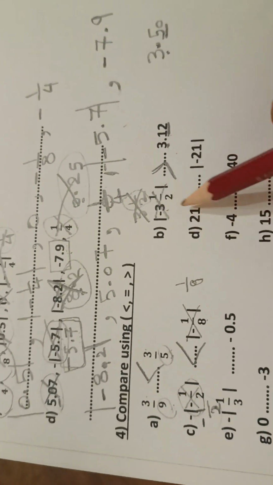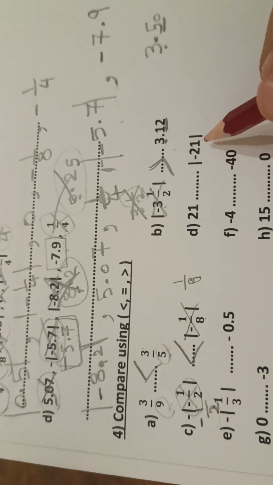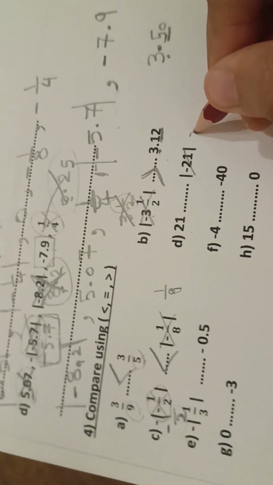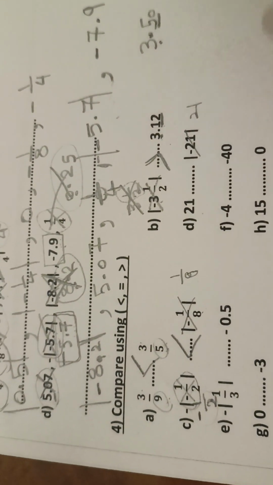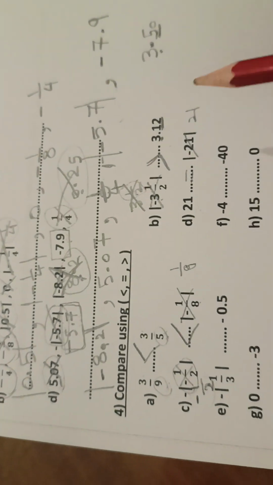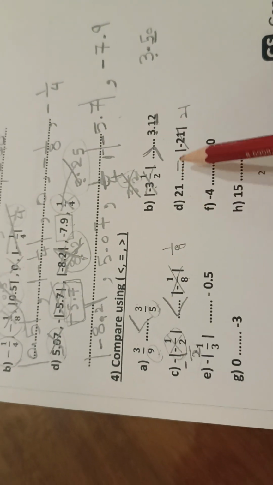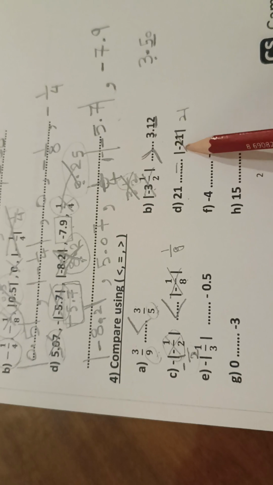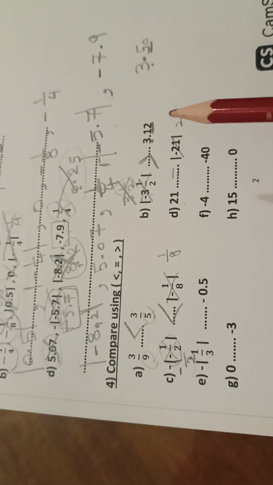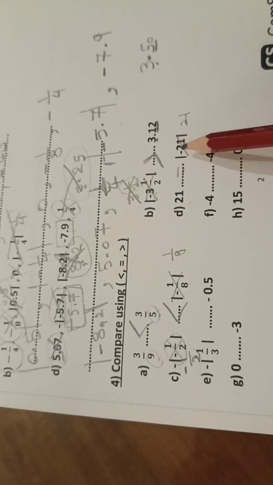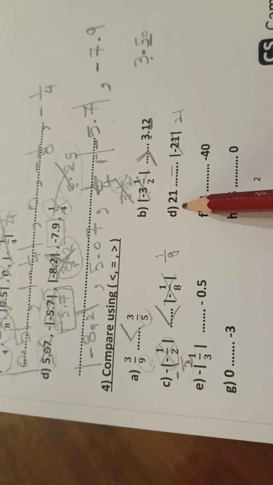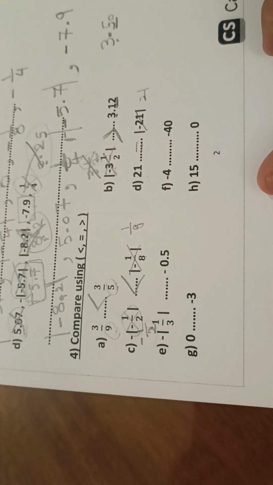Letter D, 21 and absolute value of negative 21. It will come out of the absolute value as 21 in positive. Now I have here 21 and 21, so it will be equal. And remember when we said that the absolute value of two opposites is equal. So here the absolute value of negative 21 will be positive 21, and it is the same as 21.